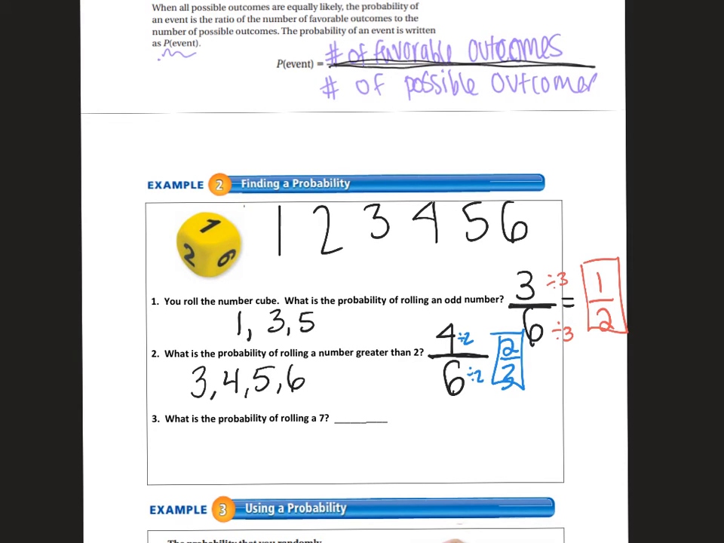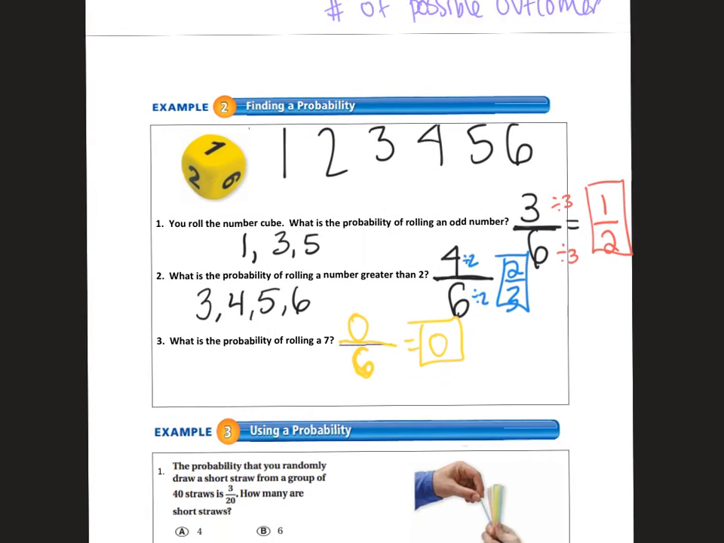And finally, we have, what is the probability of rolling a 7? There again are still 6 possible outcomes, and there are no 7s. So there are 0 favorable outcomes in this instance. So we have 0 out of 6, or we could just say 0. That was an example of the very basics of probability with this number cube.